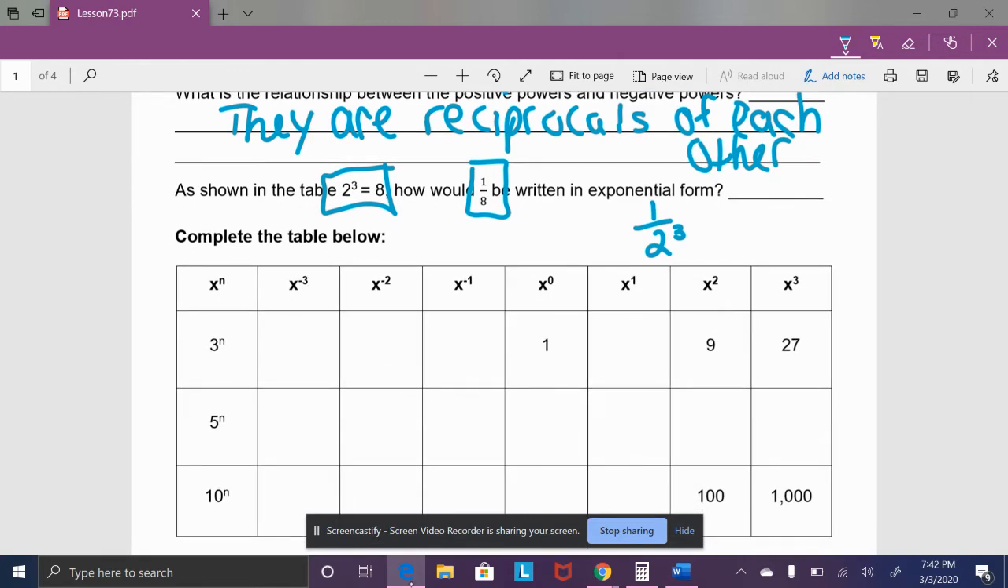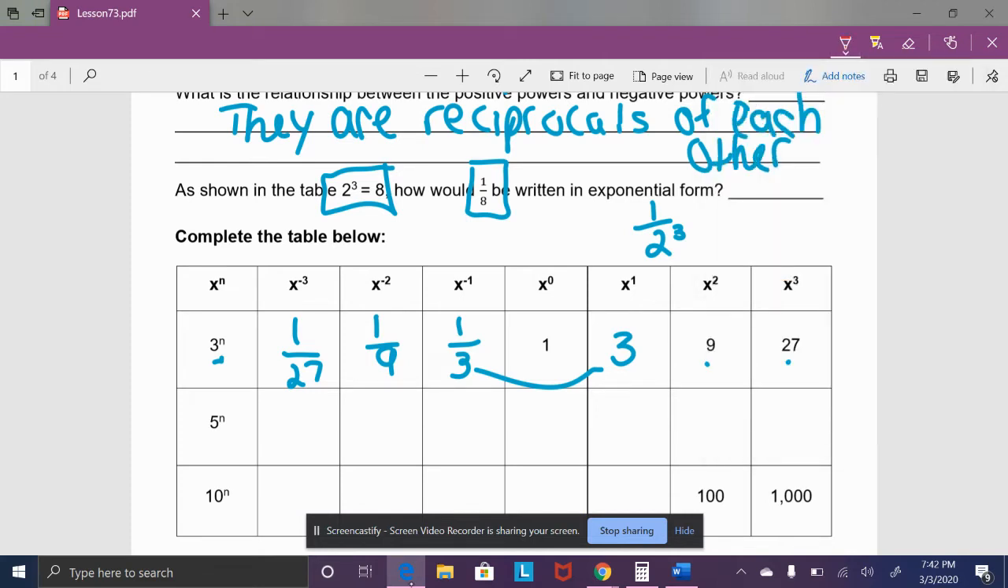All right, so we're looking at our base 3 here. We know 3 to the first is 3. 3 to the second is 9. 3 to the third is 27. That means 3 to the negative first is going to be 1/3. 3 to the negative second is going to be 1/9. 3 to the negative third is going to be 1 over 27.